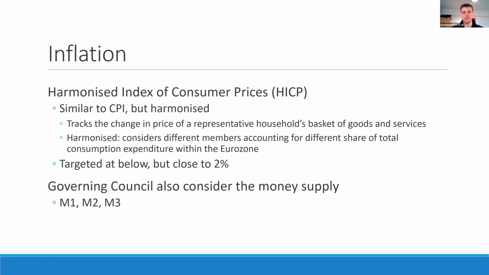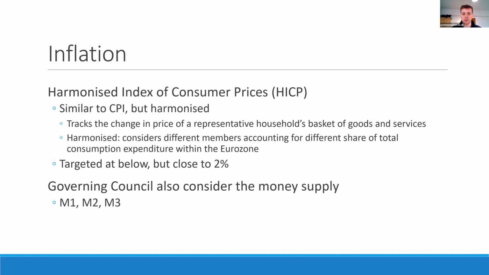Now, it's harmonized to account for different countries, accounting for different total consumption expenditure within the Eurozone. So in practice, what this means is categories in the basket are the same for all countries, but products within the categories may differ. So for example, wine in France may constitute a larger share of the alcohol and tobacco category than in Belgium, maybe. Now, HICP aims to be below or close to 2%, and from there they can pursue other objectives.